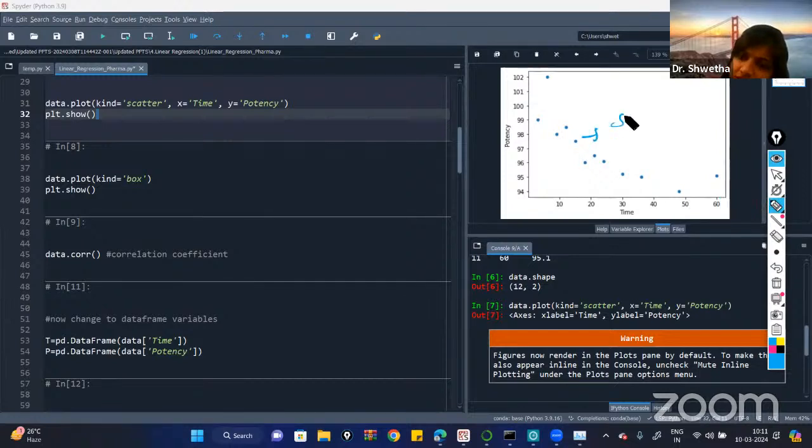So how to judge if this is a strong, moderate, or weak correlation? I may say this is strong. You may say this is moderate. How to judge this? We can go for correlation.